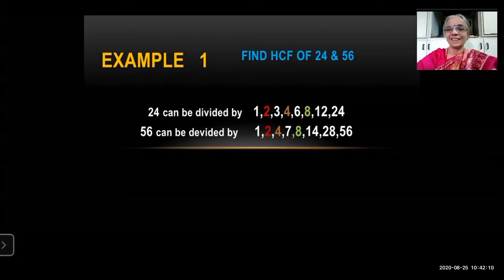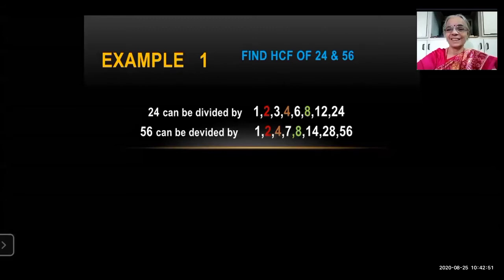The number 56 can be divided by 1, 2, 4, 7, 8, 14, 28, and 56. 56 ones are 56, 28 twos are 56, 14 fours are 56, 7 eights are 56. Okay, these are the numbers. Now children, what we need to do next is find the common numbers from these lists. I have just colored them differently. See, which common numbers are there?